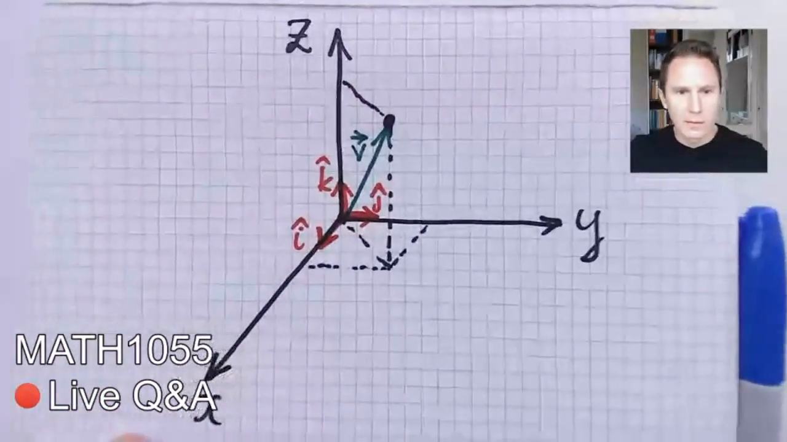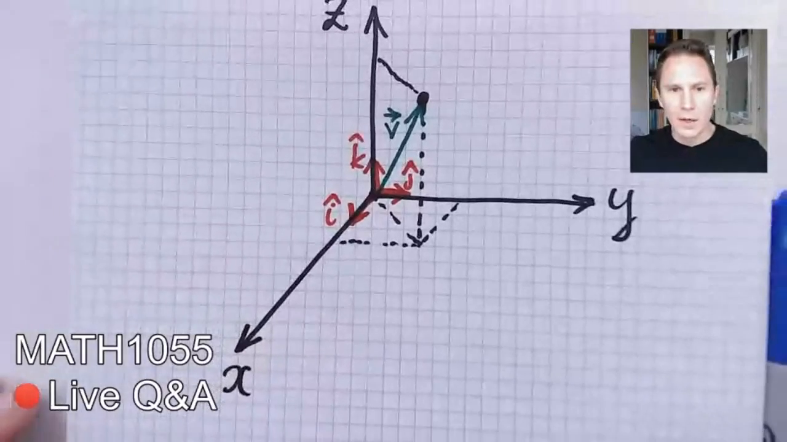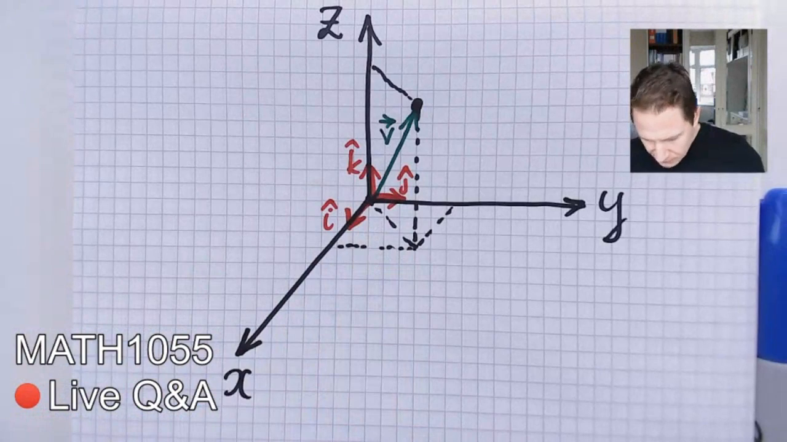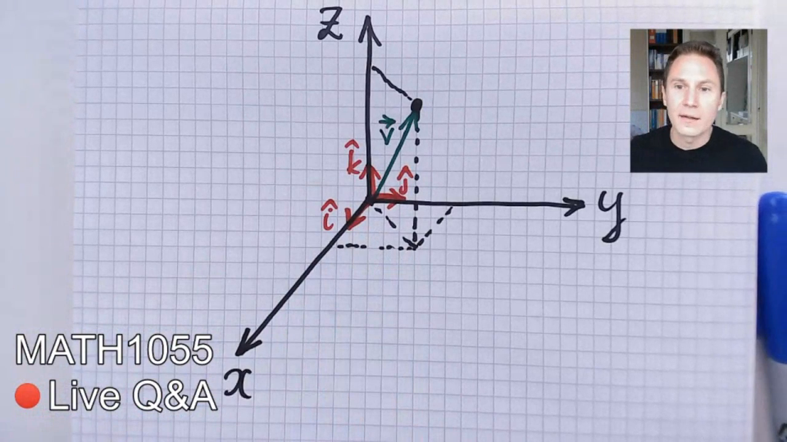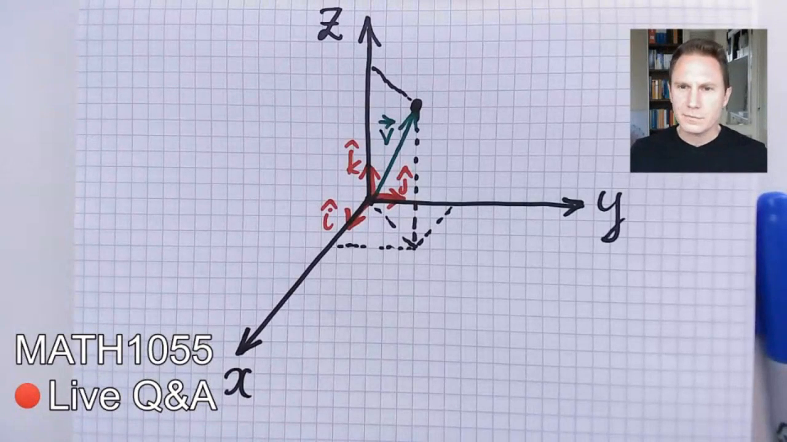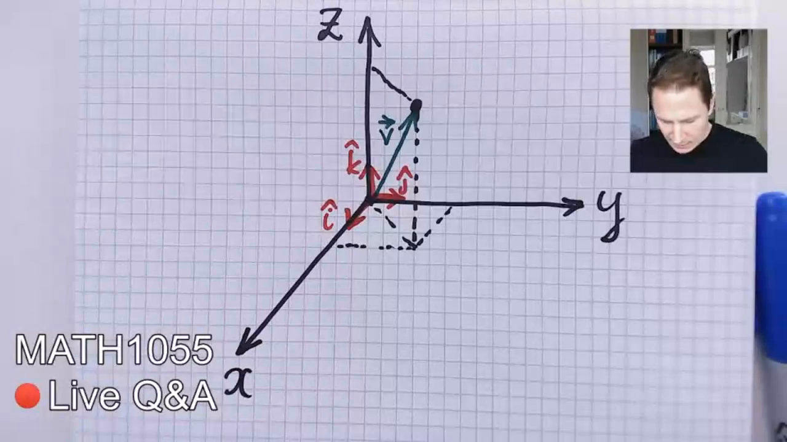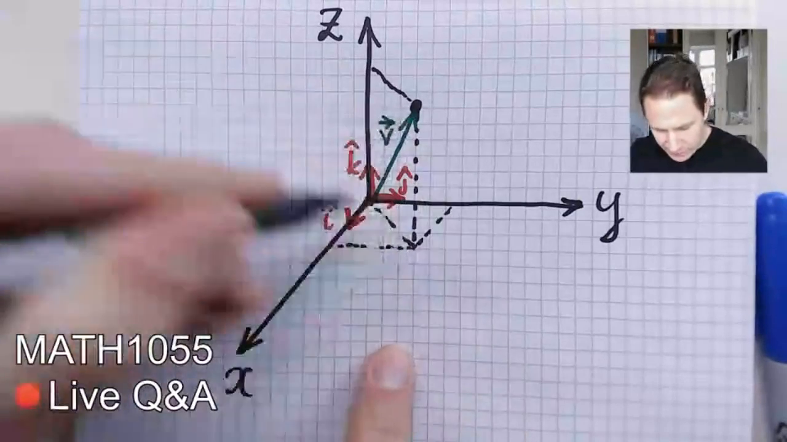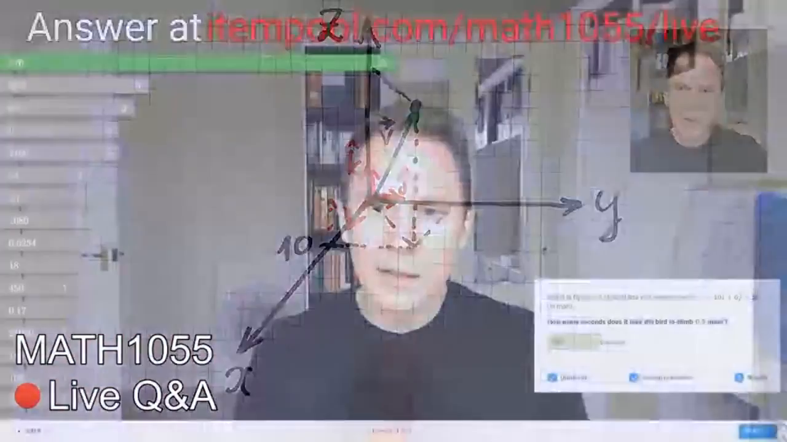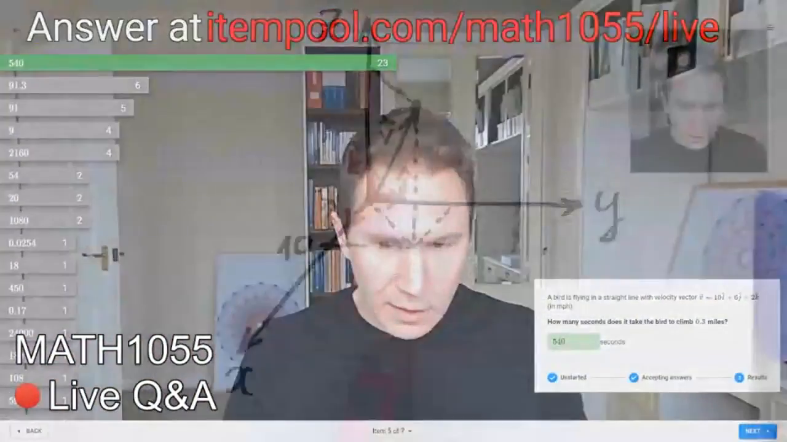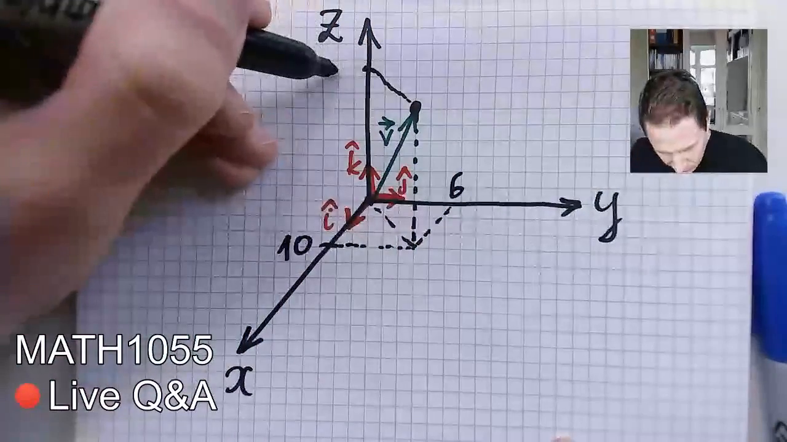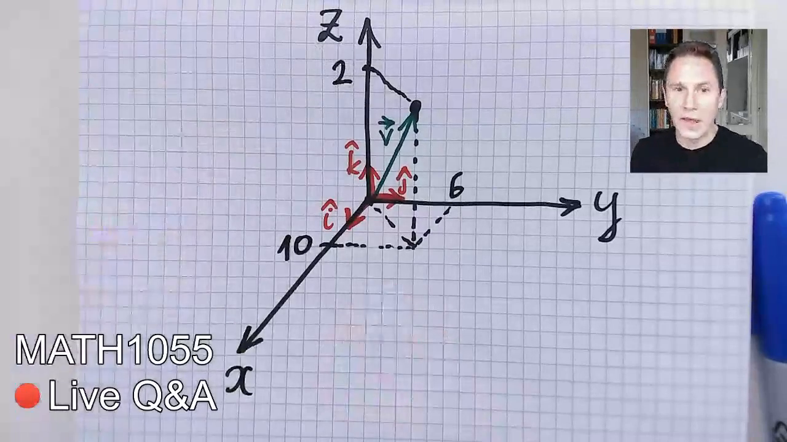Let me just try to zoom in. Velocity vector v expressed using these standard basis vectors i hat, j hat, and k hat, which are unit vectors pointing along the positive half of these axes. This velocity vector has three components. The x component was 10, I think. The y component was 6. And the z component was 2. So this is very much not to scale.